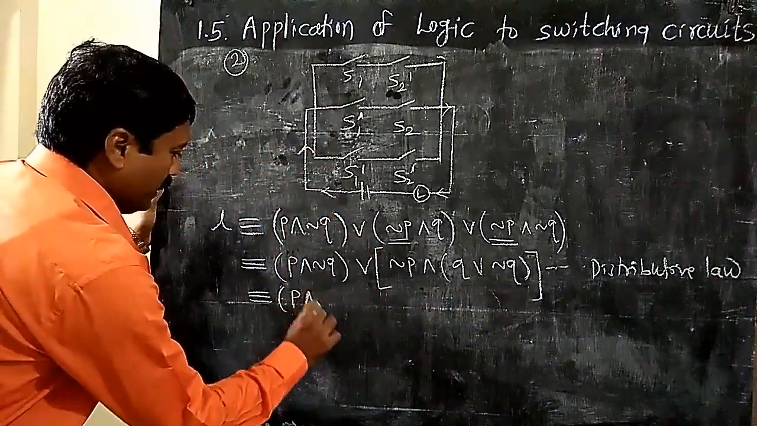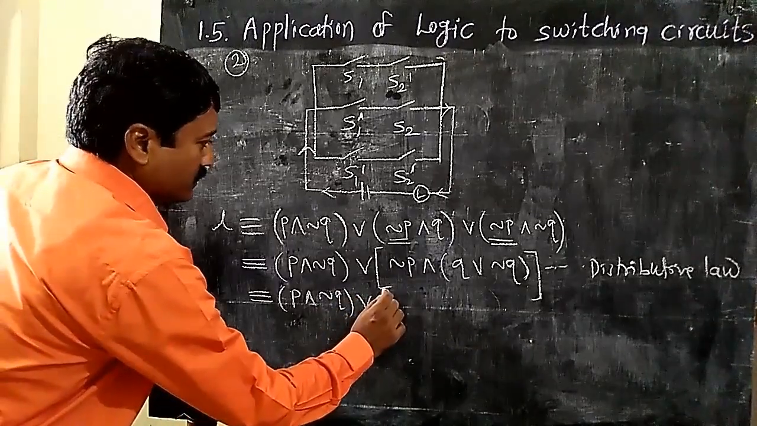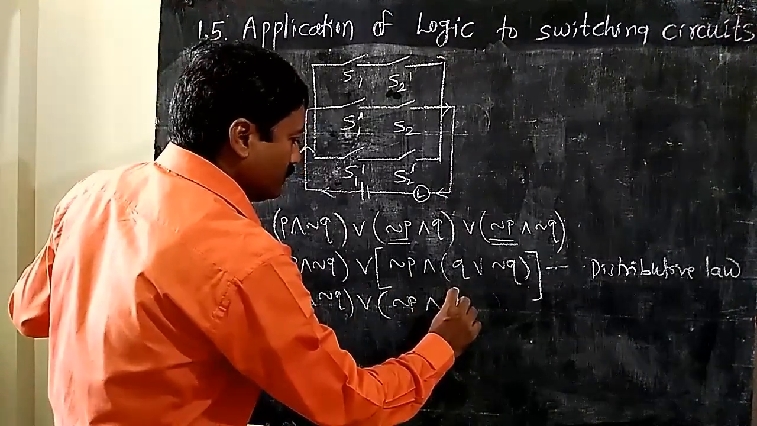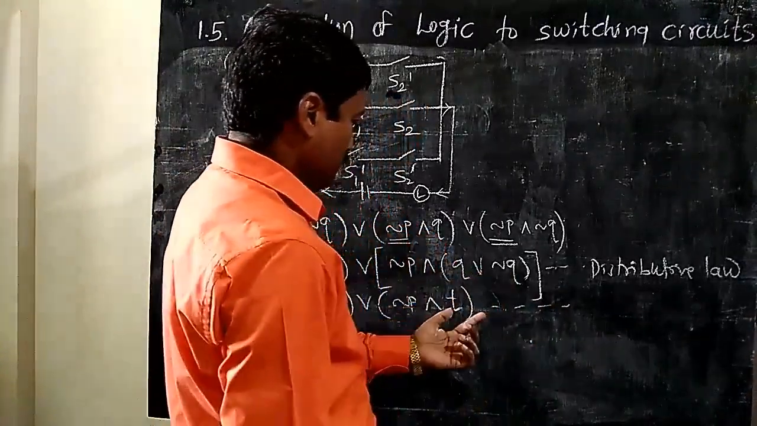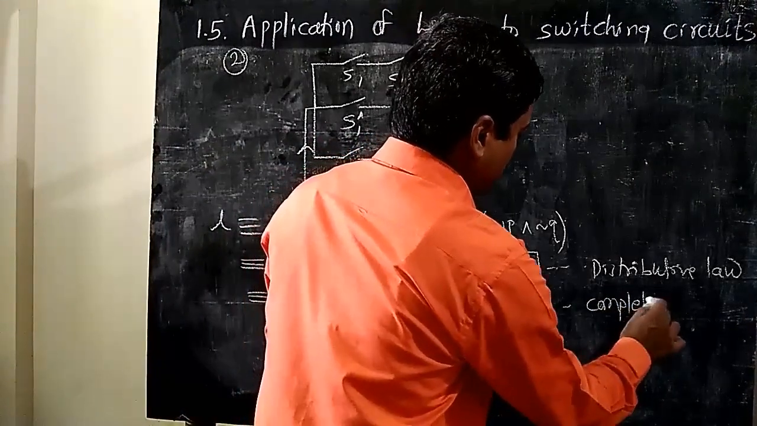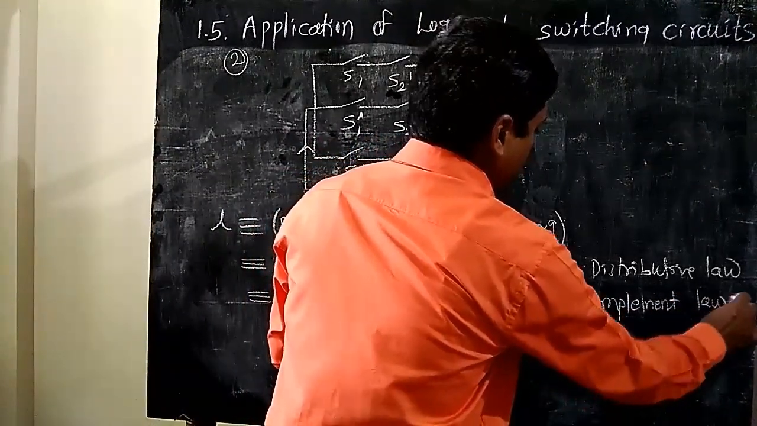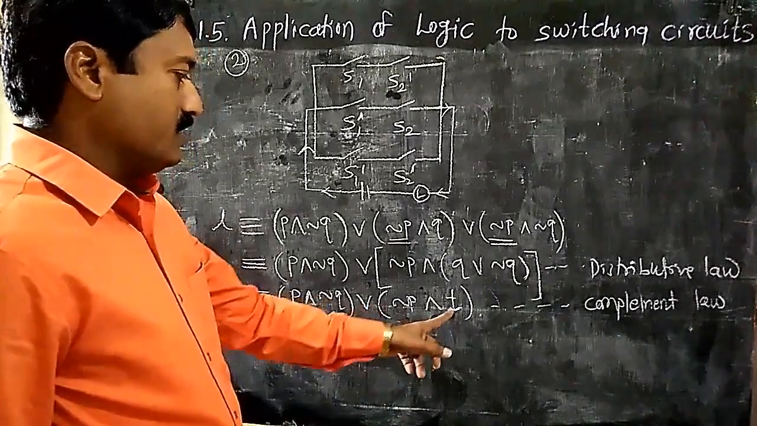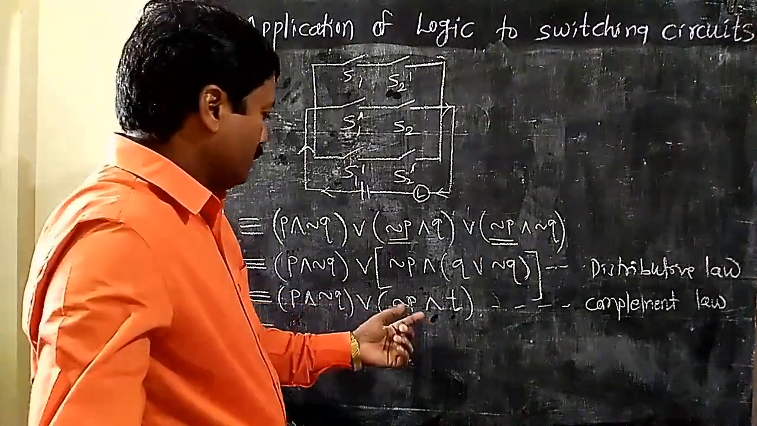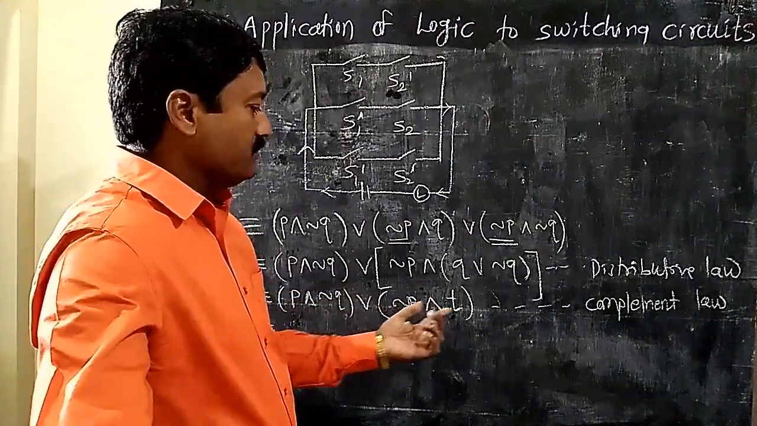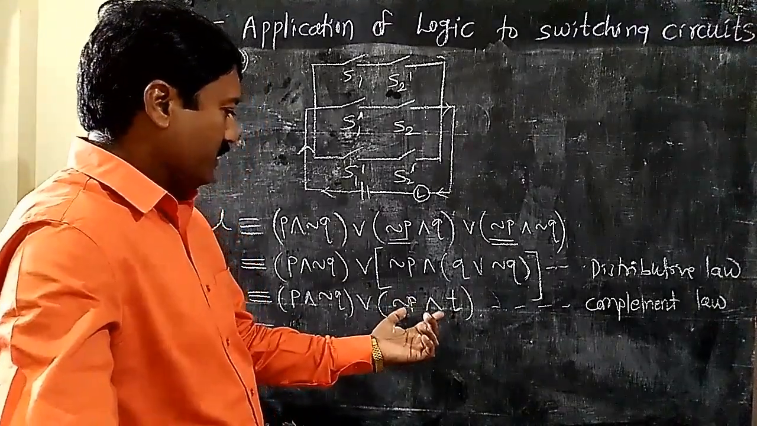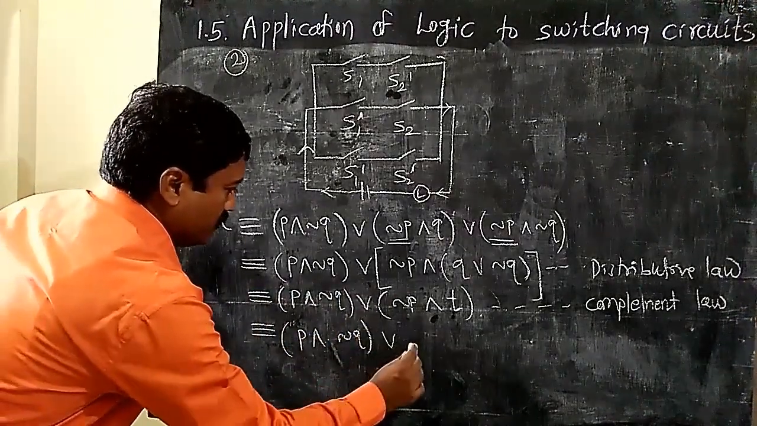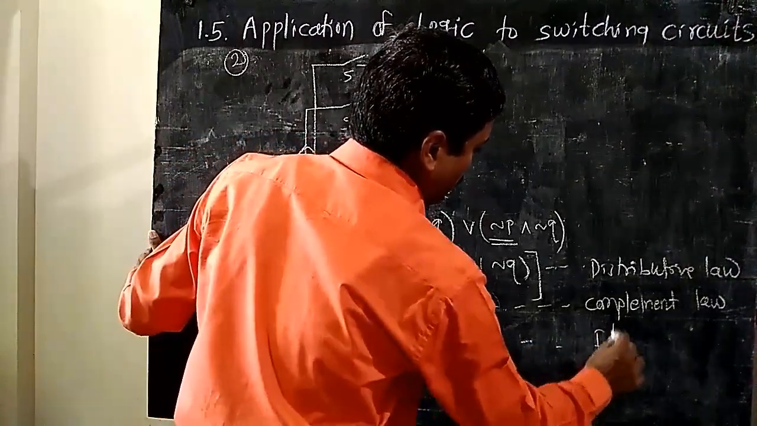So we get P and negation Q, or in bracket negation P conjunction tautology. You can write capital T or small t. This is by the complement law. Now, in a conjunction with a tautology, the truth value depends on negation P, which may be true or false. If it is true, we get true. If it is false, we get false. So by the identity law, we get negation P. So P and negation Q or negation P is done by the identity law.